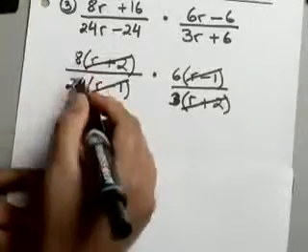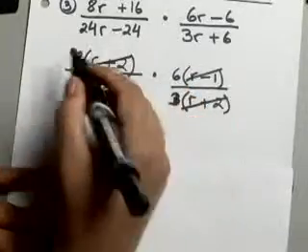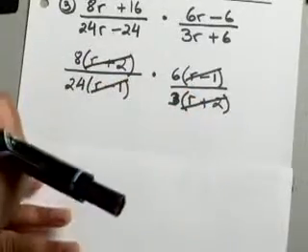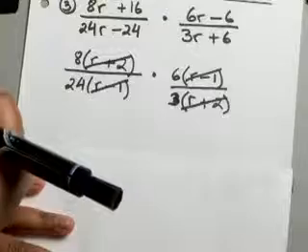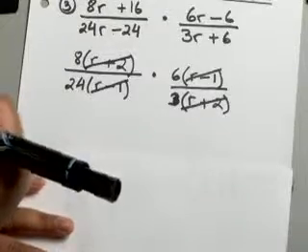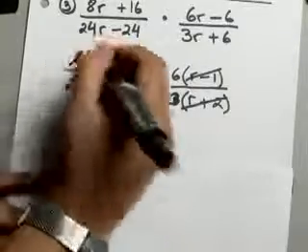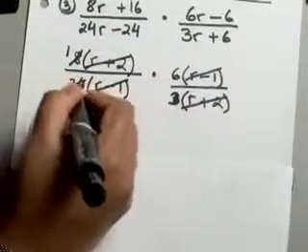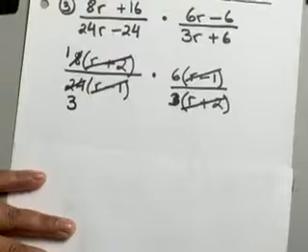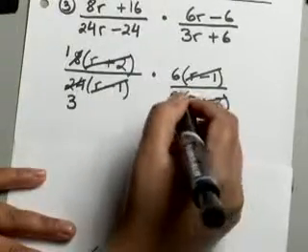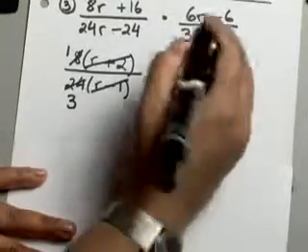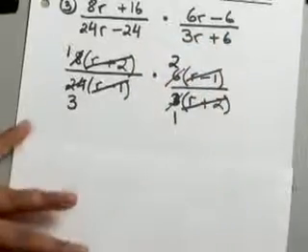Now you have 8, 24, 6, and 3. Among these numbers, now again, you can try and see, okay, which ones can I cancel out, which ones I can reduce, and go ahead and do that. Now 8 and 24, you can cancel both of these by 8. 8 will go in itself once. 8 will go into 24 3 times. 3 and 6, 3 will go in itself once. 6 will go into 3 twice.